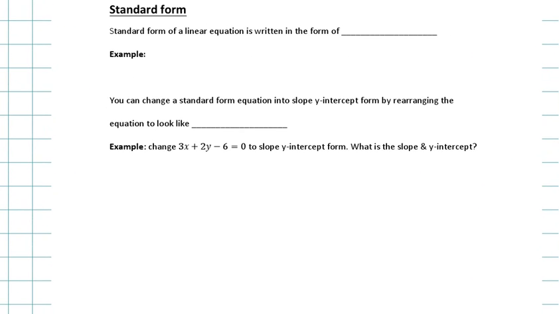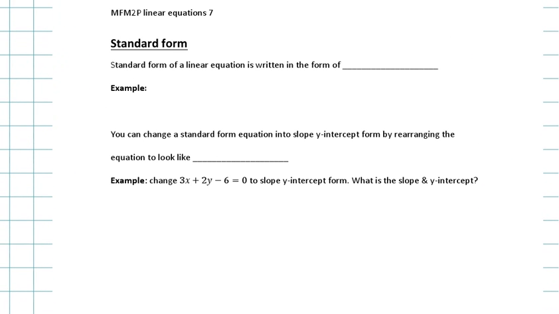Now the standard form is written in the form of ay plus bx plus c equal to 0. So as you can see, in the standard form, everything is put to one side. Everything is crowded onto one side: the y, the x, and the number, the constant. Okay? And then the other side is equal to 0.